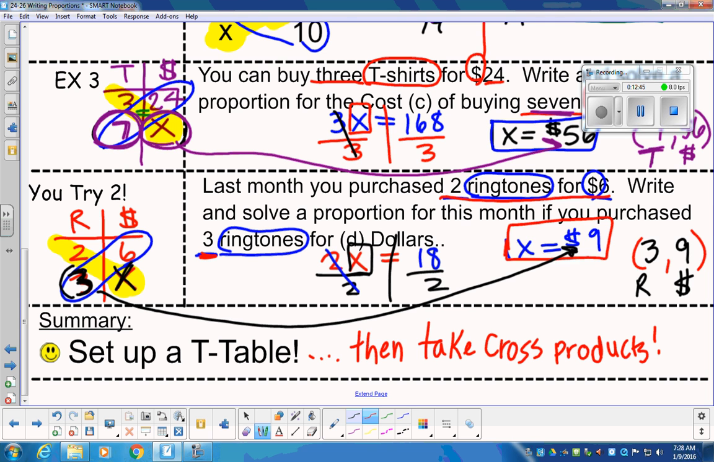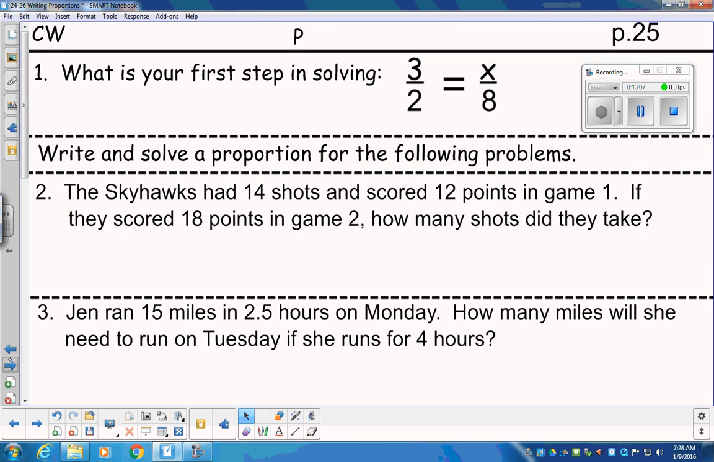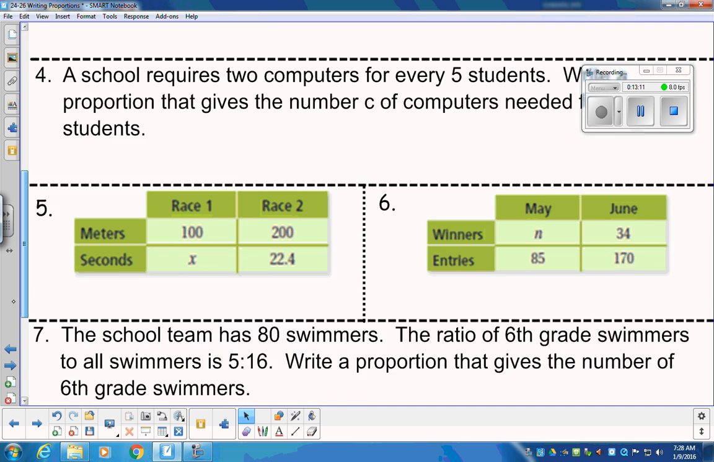So everybody should be writing down that summary: set up a t-table, and then take cross products. And then I would like you to meet me on the next page to take a look at question number 7, I believe. So everybody's writing that summary, and we're going to do one more together before you move on to your homework. I'd like you to meet me on question number 7.